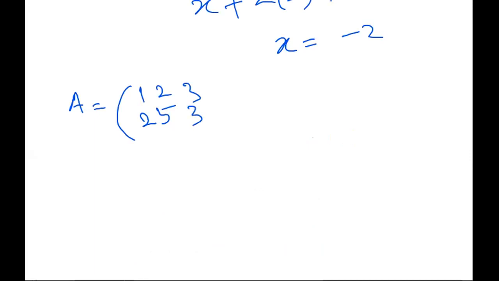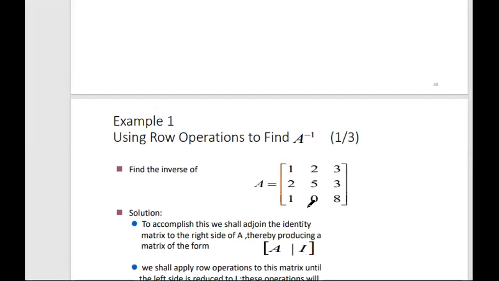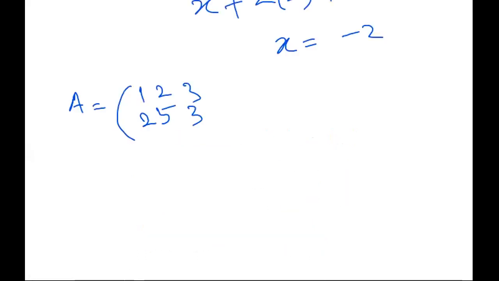Third row, let me copy the third row: 1, 0, 8. All right, this is your matrix A. So we are going to find the inverse matrix of A. So how do you do that?